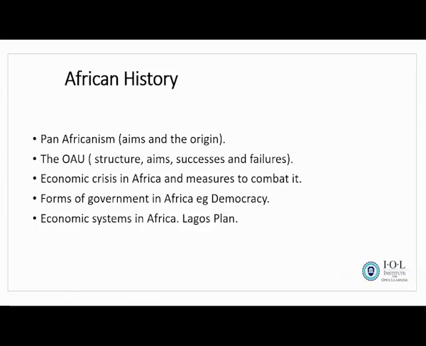And the Lagos Plan was supposed to be the last point here. The Lagos Plan is one way African nations have combated their problems. So it goes hand in hand with the economic crisis, as a way of overcoming it. But it's not the only one. There are also other ways these African countries overcame their economic problems.